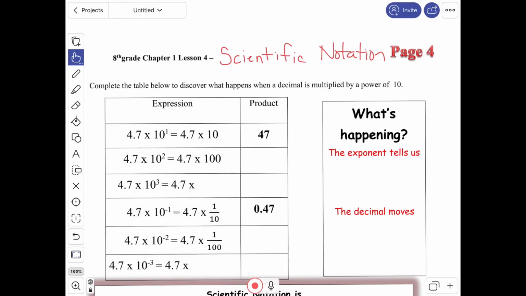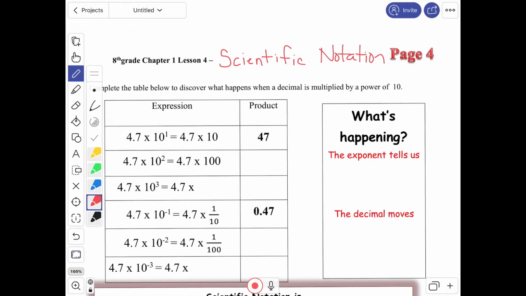Today we're covering 8th grade, Chapter 1, Lesson 4, Scientific Notation. We're going to complete the table below to discover what happens when a decimal is multiplied by a power of 10.